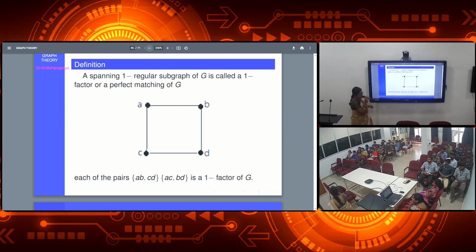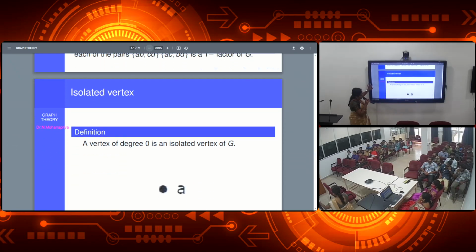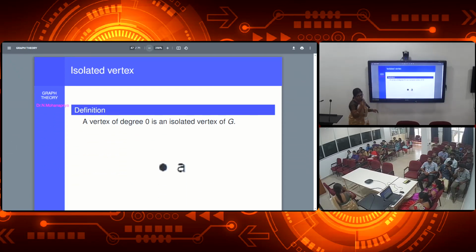So 1-regular means that if I take A and C alone, here it is a 1-regular graph. If I consider only this part, A and C have an adjacency. Likewise, if I consider B and D, it is a 1-regular graph. Right. So the spanning 1-regular subgraph is a perfect matching of G. Isolated vertex: we all know that the degree is 0. A vertex with degree 0, we call it an isolated vertex.